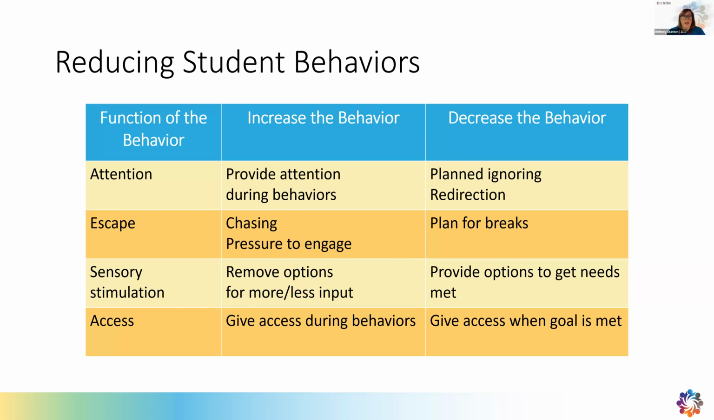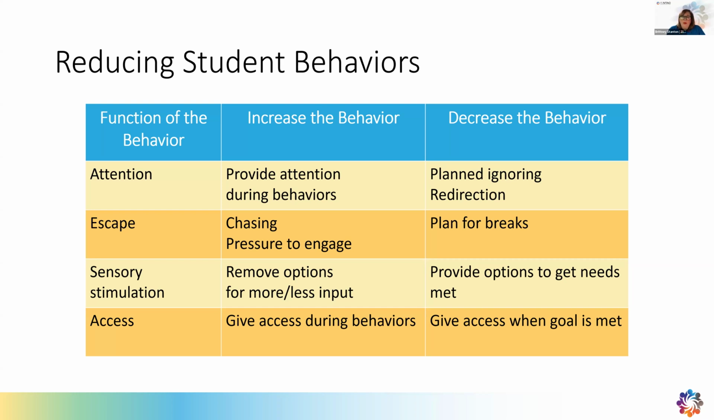Looking at sensory stimulation, right? An increase for that behavior would be to remove options for that student, right? And forcing them to continue to experience whatever that sensory stimulation is. To decrease that behavior, we can provide options. So in one of our examples, there was a sensory issue with volume. Maybe they need a quiet spot. Maybe they need headphones. Giving them options for being able to support them in that way will help decrease that behavior.